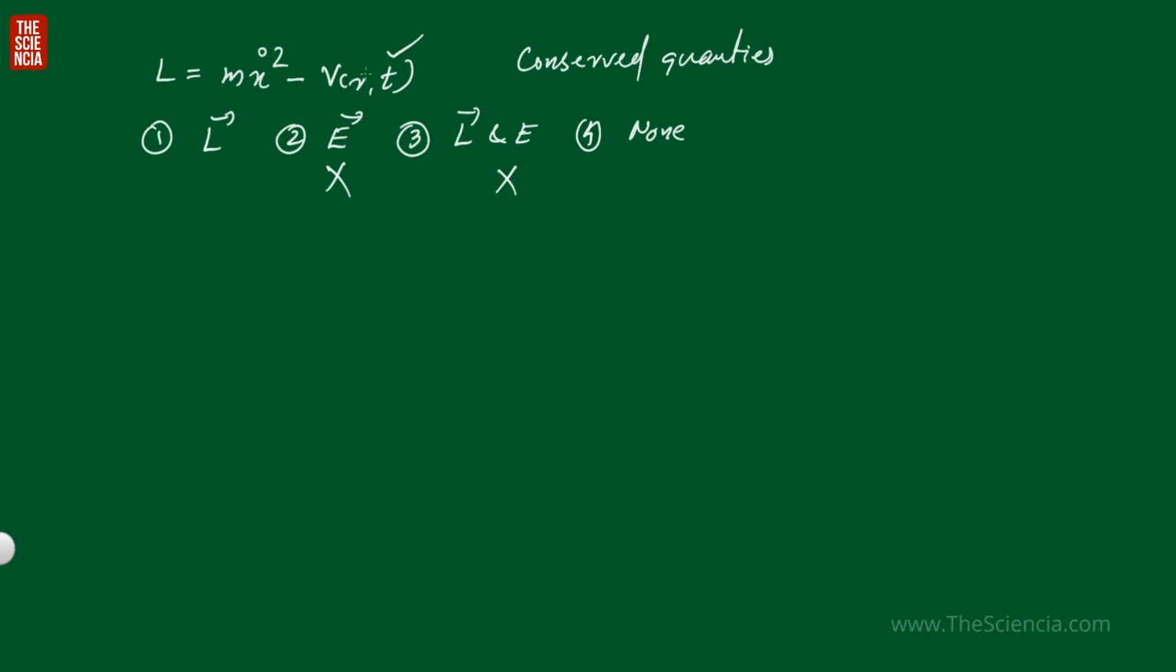And here you see the potential is a function of r. Then which quantity will be conserved? Angular momentum will be conserved. Why? If V is a function of r, that means it is a central potential, and in a central potential angular momentum is conserved.